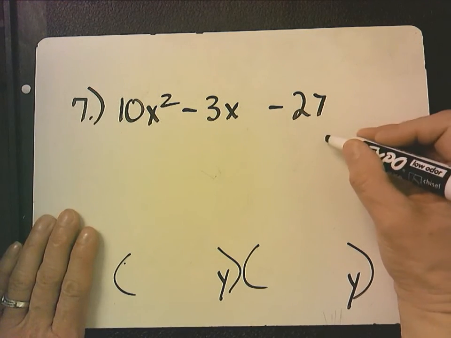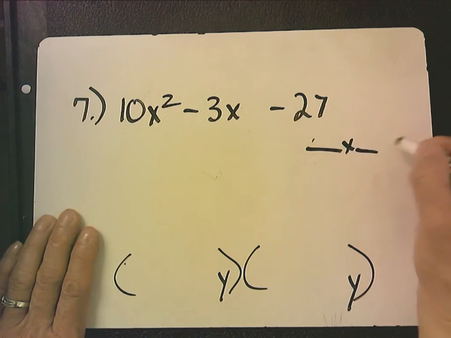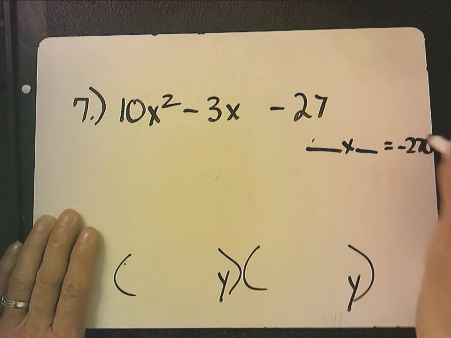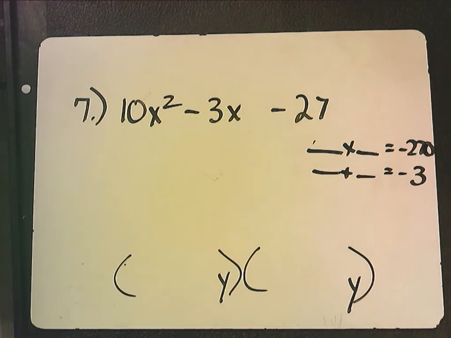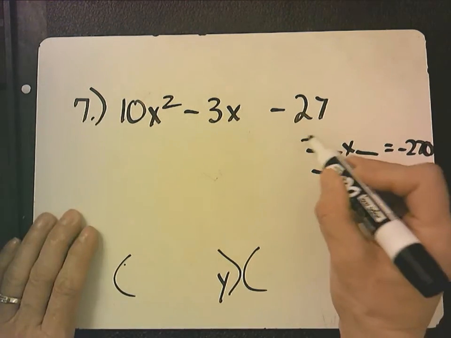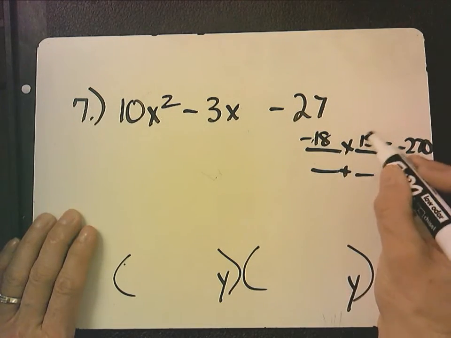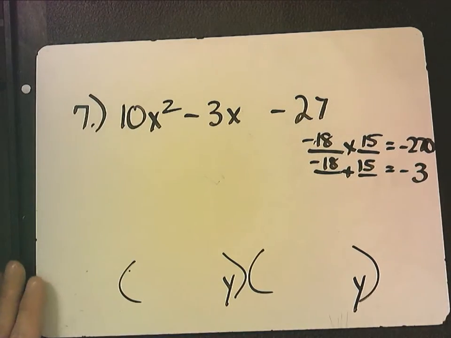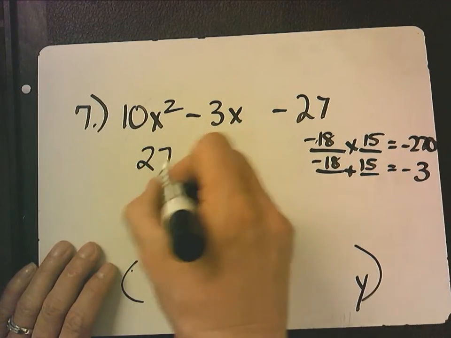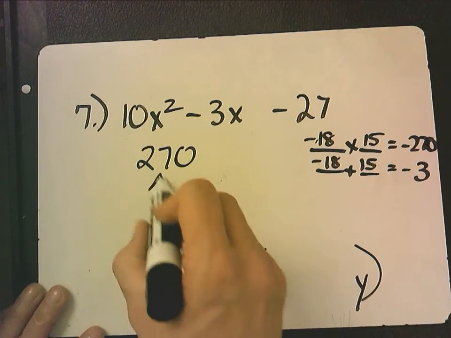So I'm looking for two numbers that when multiplied equal negative 270, but add up to negative 3. And these two numbers are negative 18 and 15. Okay? Now, if you had problems finding those numbers, let me show you what you could have done.